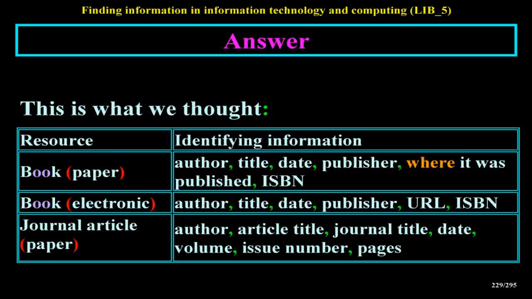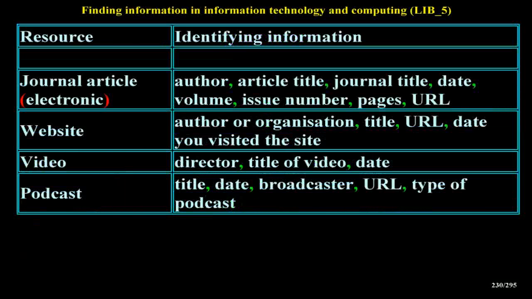Answer: this is what we thought. Book paper: author, title, date, publisher, where it was published, ISBN. Book electronic: author, title, date, publisher, URL, ISBN. Journal article paper: author, article title, journal title, date, volume, issue number, pages. Journal article electronic: author, article title, journal title, date, volume, issue number, pages, URL. Website: author or organization, title, URL, date you visited the site. Video: director, title of video, date. Podcast: title, date, broadcaster, URL, type of podcast.